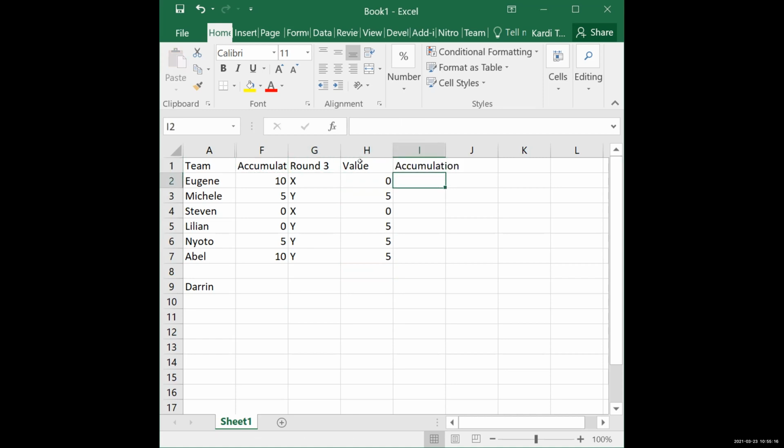Okay, so who wins? Eugene still gets 10, Michelle gets 10, Stephen gets 0. Stephen, you need to do better, okay? Wow, Abel is the winner now. This is how policy works. Okay, so we are ready for round 4 after this.